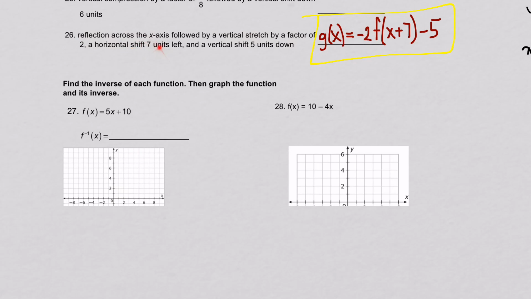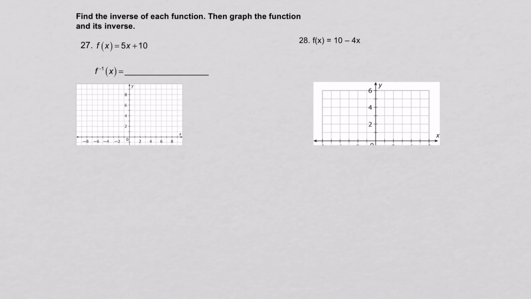Then a horizontal shift 7 units left. That's H. H is negative 7. But when I put it in here, since it's x minus h, it's going to be x minus negative 7, so it's x plus 7. No b, notice that I don't have any 1 over something because there is no horizontal stretch or reflection or compression. And then a vertical shift 5 units down, that's k. K is negative 5. And that is your correct answer.